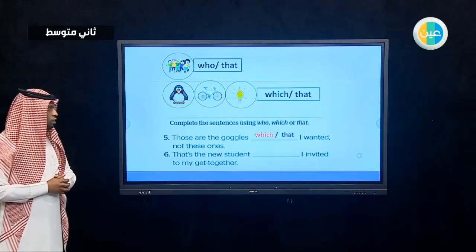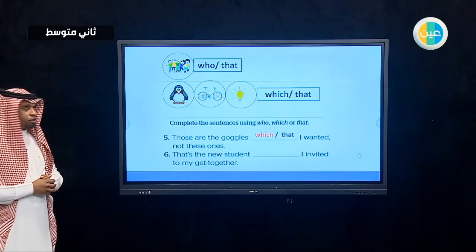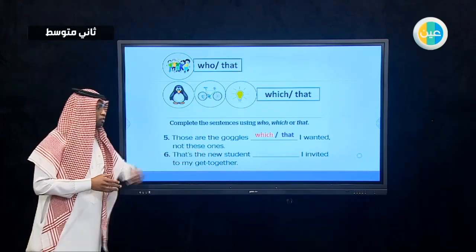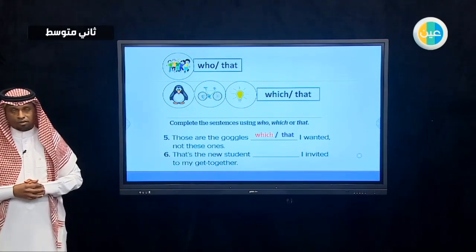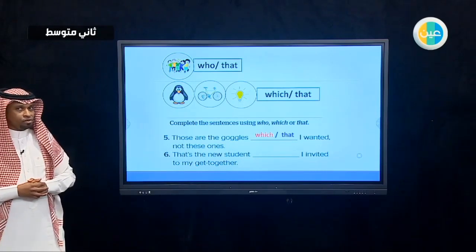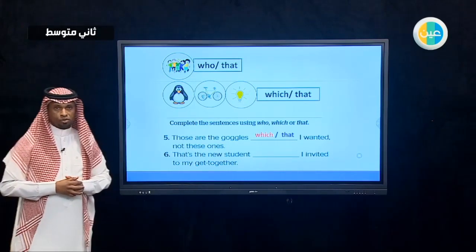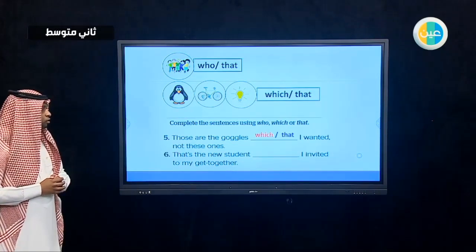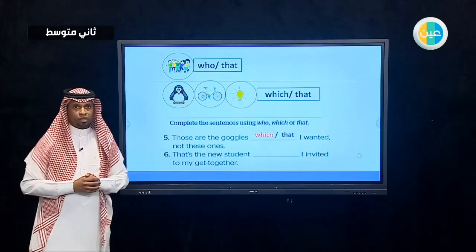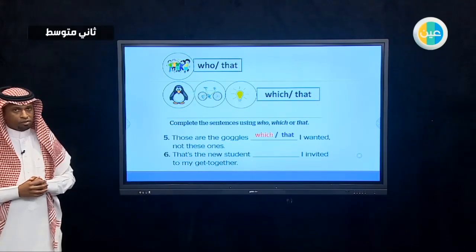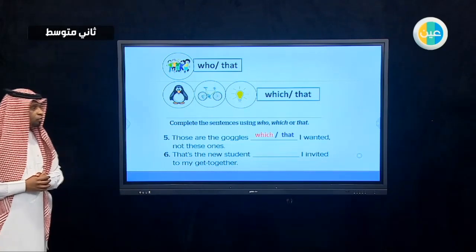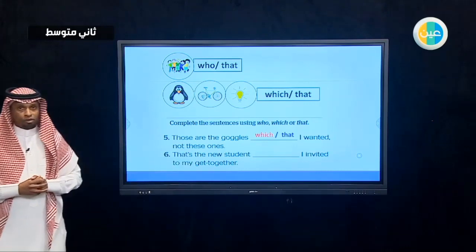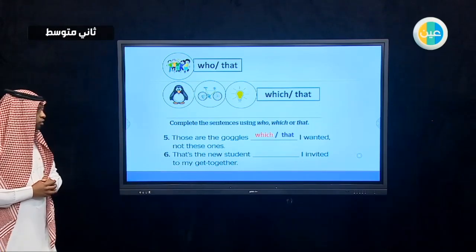And how about the next one? Number 6. That's the new student. The new student. It's not necessary to be a name of a person to have the answer who. Maybe some students make mistakes when they find a word which is not a name of a person. So you need to be careful. Sometimes you need to understand the meaning of the word.